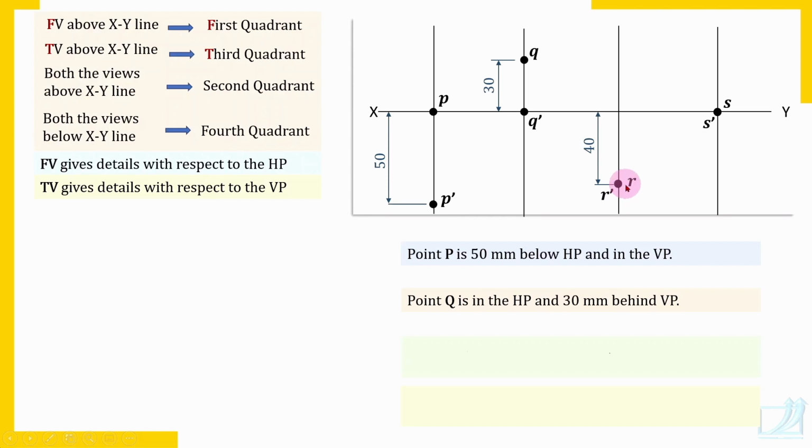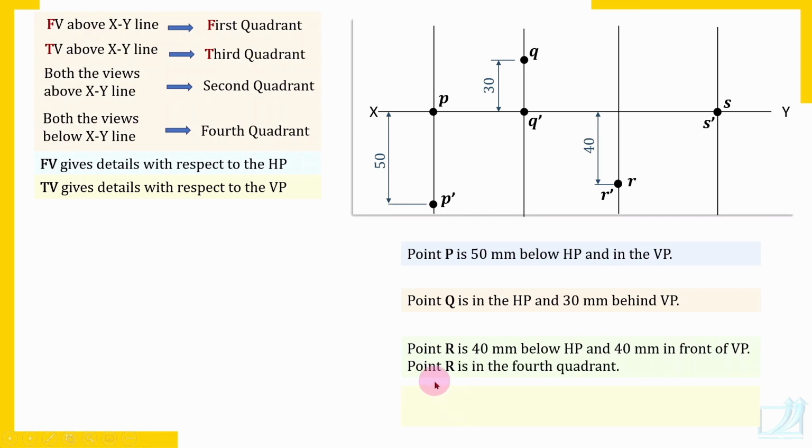Both views here, remember, front view and top view are overlapped here. So front view and top view, both views are below XY line, means point is in fourth quadrant. So we'll write point R is 40 millimeter below HP and 40 millimeter in front of VP. Point R is in the fourth quadrant because both views are below XY line.